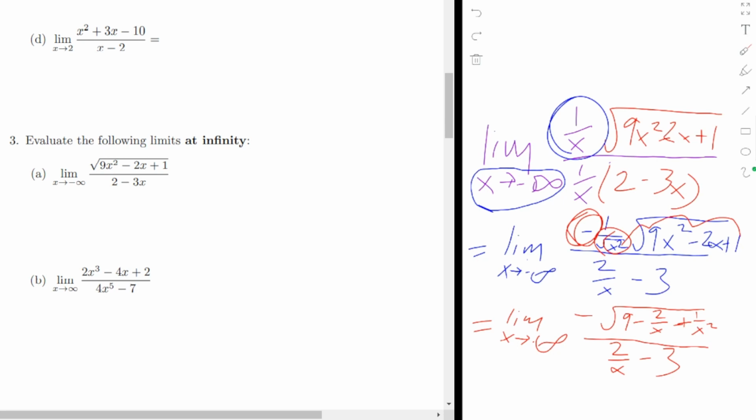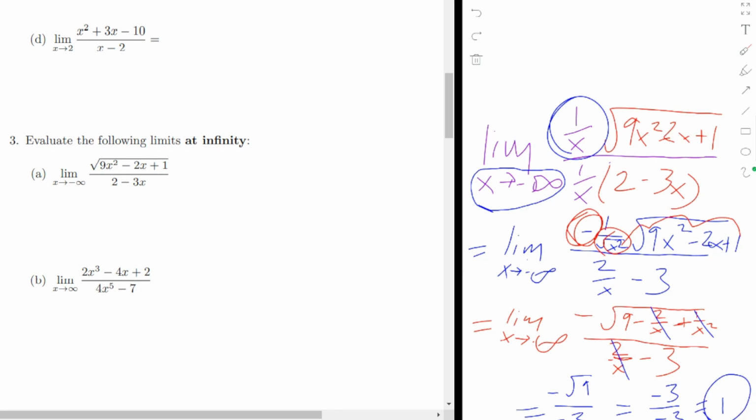All right. So this is not direct substitution, what I'm about to do. This is just using the fact that as x grows without bound, when x is seen in the denominator, that shrinks. All right. So all of these things, minus 2 over x, 1 over x squared, 2 over x, all of those go away. And this is just equal to negative square root of 9 over 3, negative 3. But that's just negative 3 over negative 3, or 1.